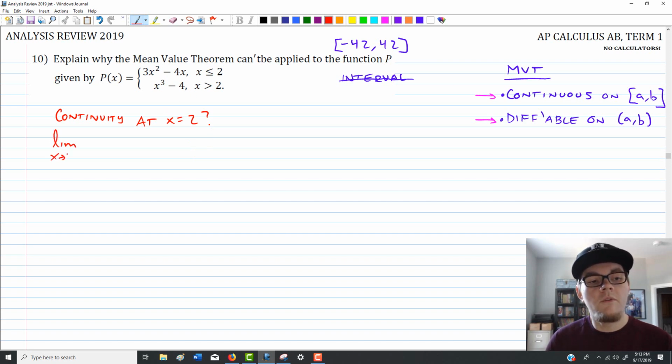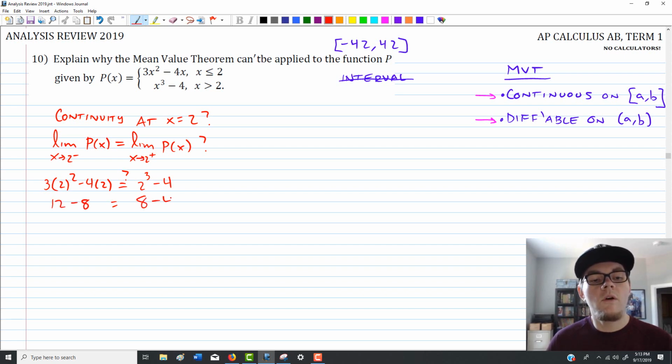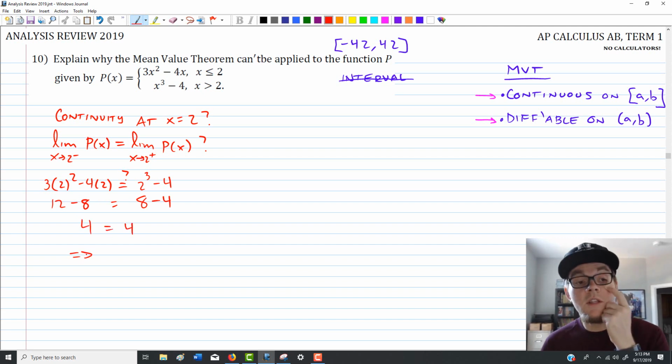So again, we've done this many times before. We'll check the left-hand limit of p, and we'll check to see if it's equal to, actually I'll do it separately, the right-hand limit at 2 of p of x, and we'll question whether or not these two things are equal. So to do that, let's plug in 2. We'll get 3 times 2 squared minus 4 times 2. Our question is, does that equal 2 cubed minus 4? We're going to have 12 minus 8. Over here we're going to have 8 minus 4, and I can already tell both of those are 4. What that tells us is that we have enough to conclude that this function is continuous at x equals 2.